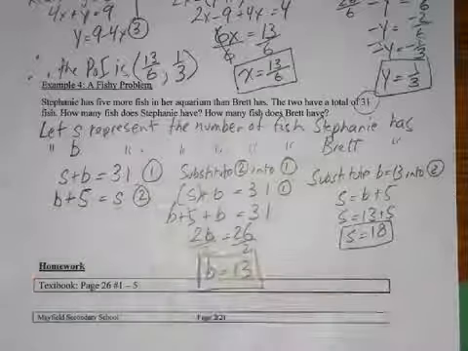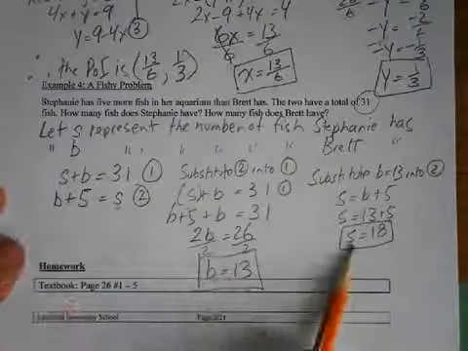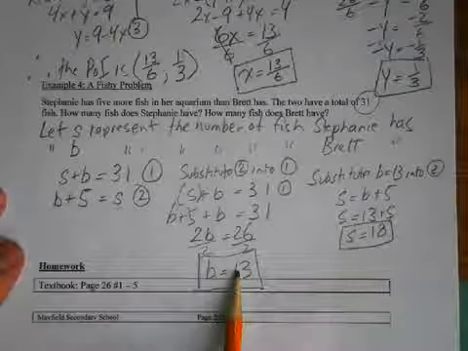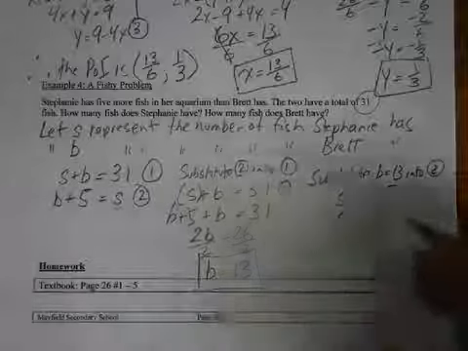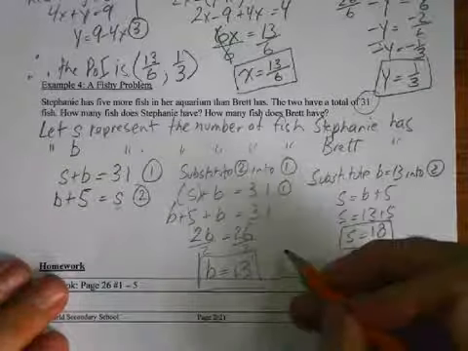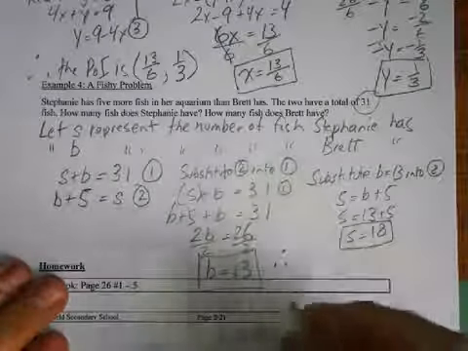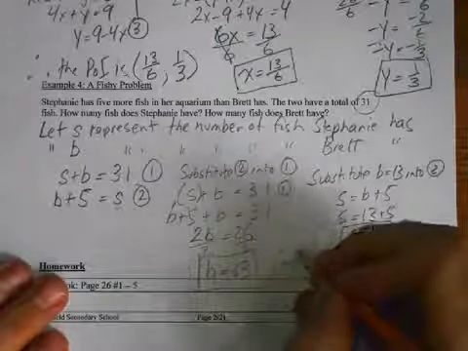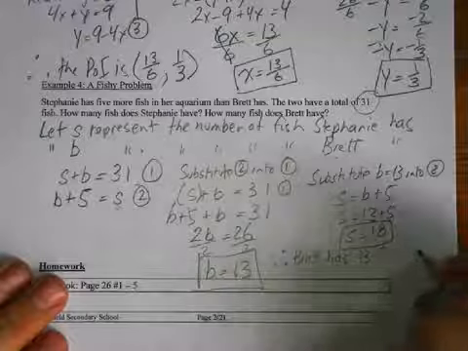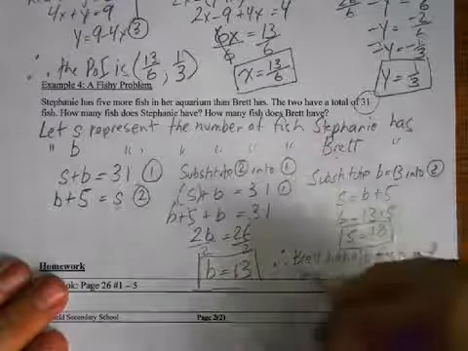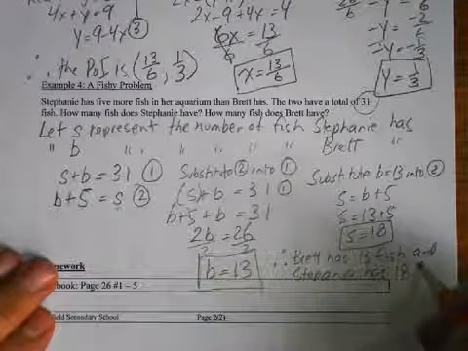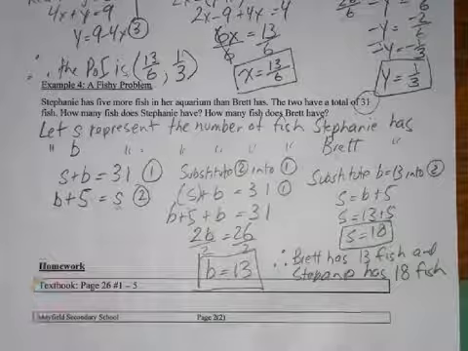So we got the two values, B and S. We know that Stephanie has 18 fish and Brett has 13. So I'm not going to say they intersect at the point whatever, because that makes no sense. The answer to this will be a word statement. Therefore, Brett has 13 fish and Stephanie has 18 fish.